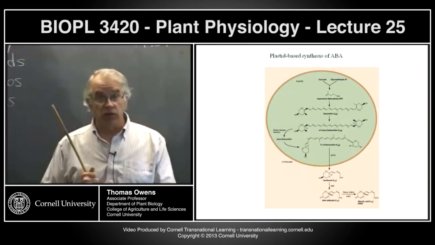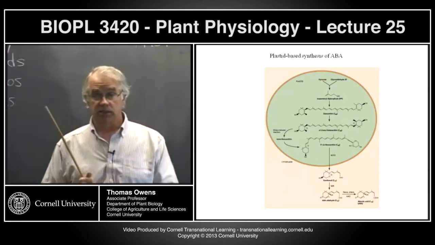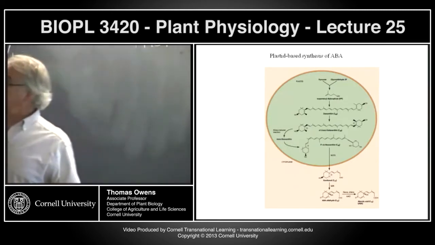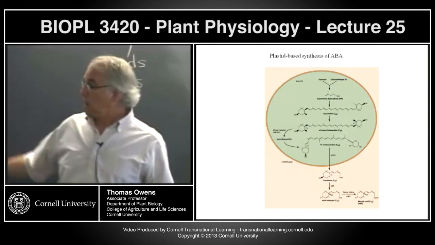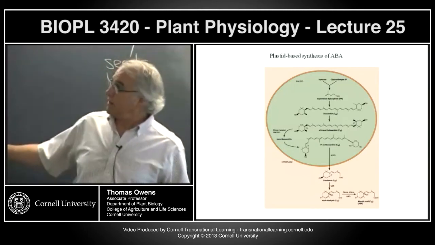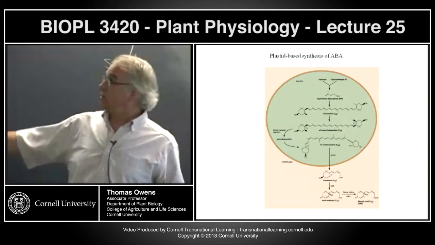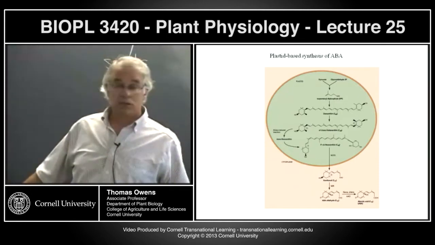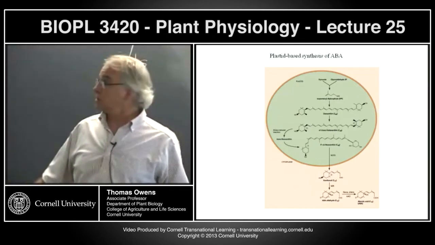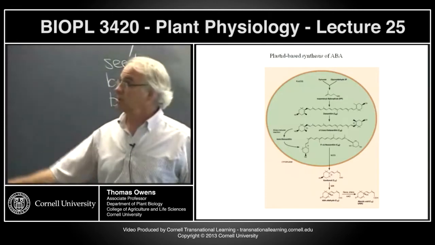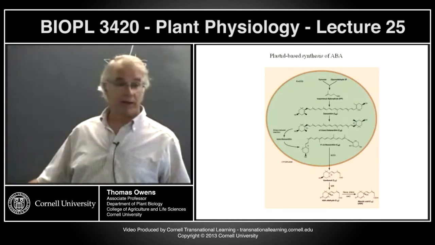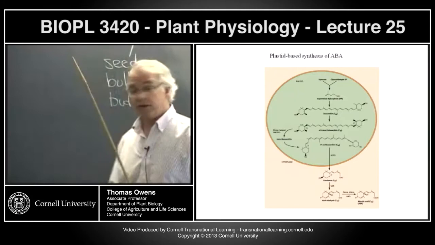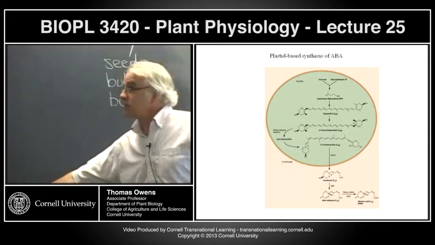So now here's another role that zeaxanthin plays. It's a role that zeaxanthin plays as a precursor of ABA formation. And one of the things that has to happen, zeaxanthin has got 40 carbons in it. ABA has got 15 carbons in it. So somewhere there's a cleavage that happens in here that takes this 40 carbon thing and breaks it into a 15 and a 25 carbon thing. And we'll talk about that in just a minute.